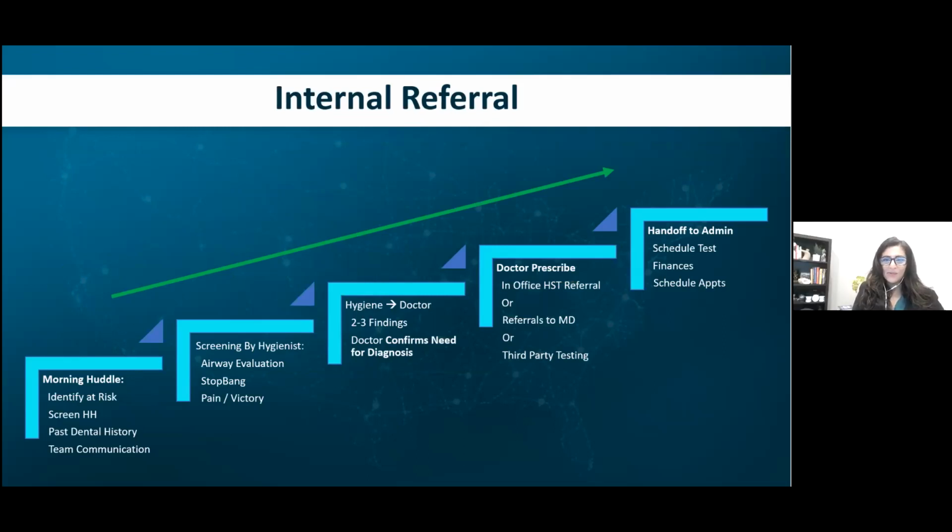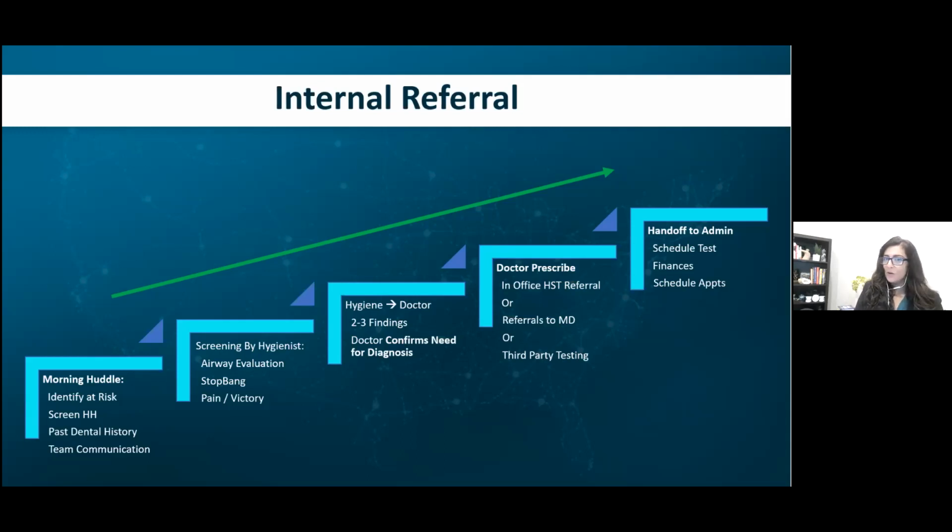And this is what an internal referral looks like, the flow of it. Again, this is the big picture that my team and I sat down and came up with, that this is what we want to do. At morning huddle, we want to identify at-risk patients. We're going to screen their health history and dental history. We're going to communicate it in the morning huddle so that the doctor is aware that this patient is possibly going to have a talk about sleep.